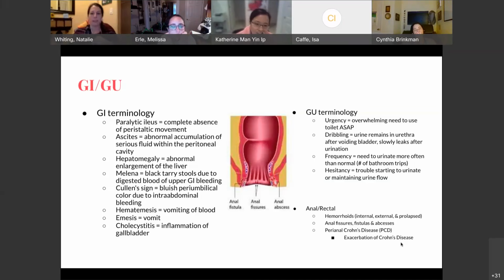And then lastly, we have perianal Crohn's disease, which is just like an exacerbation of Crohn's, and it affects the rectal areas, and it's very painful.